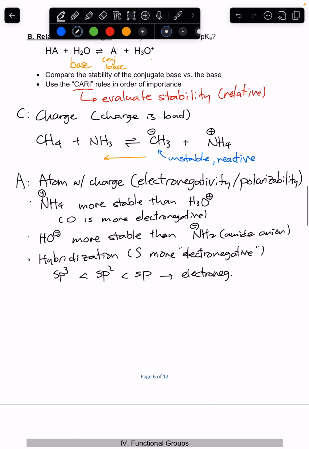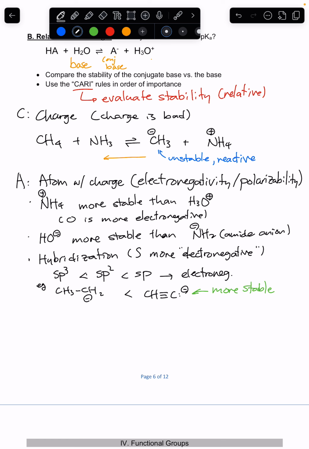Okay, that just means, for instance, if you compare this anion to this anion, where this carbon, if you draw out the Lewis structure, I hope you can notice that it's sp3 hybridized, whereas this is sp hybridized, and so therefore this is more stable. Okay, so you have to think about the hybridization of the atom.